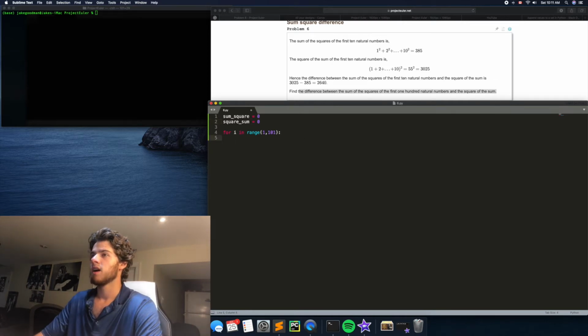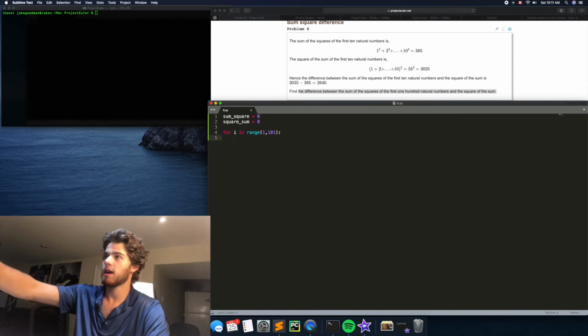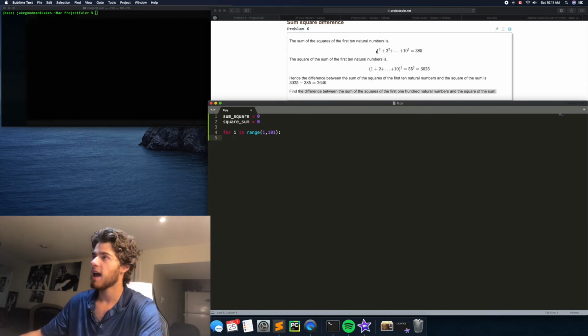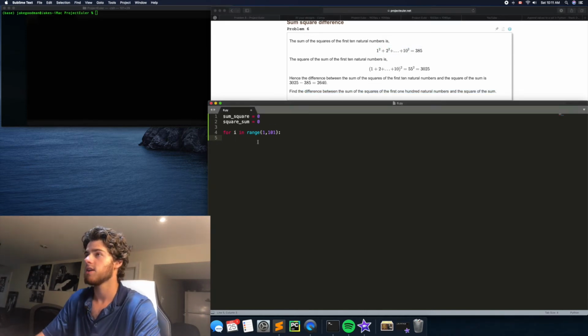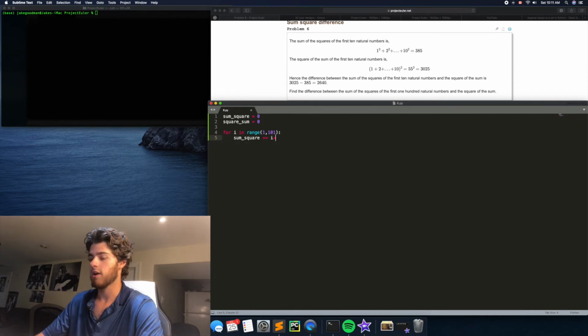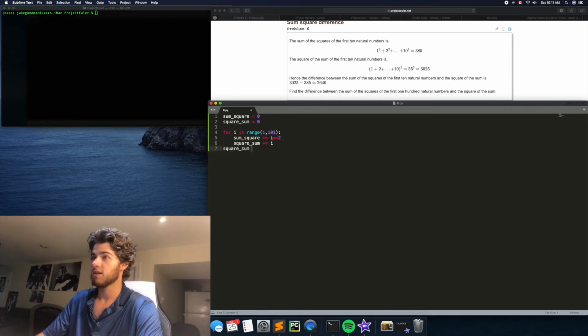And then for the sum of the squares, we need to add i squared, right? Add whatever number we're at squared to this variable to keep track of it all. So sum square plus equals i squared. And then for the square sum, we'll just add i and then square it after the loop is over. So square sum just plus equals i for now, but then once the loop is done, square sum times equals square sum. Just square it, okay.